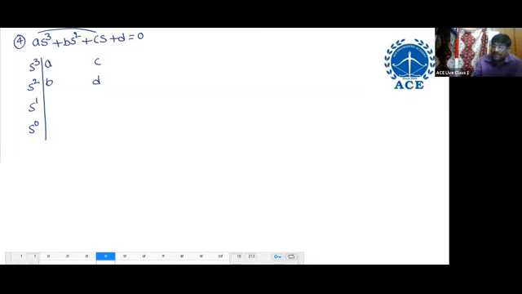S power 1 coefficient, BC minus AD by B. So now S power 0 coefficient is D. Okay, S power 0 is D. Now get the answer. Come on.